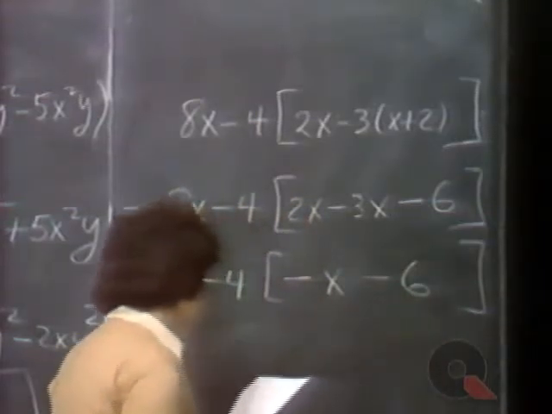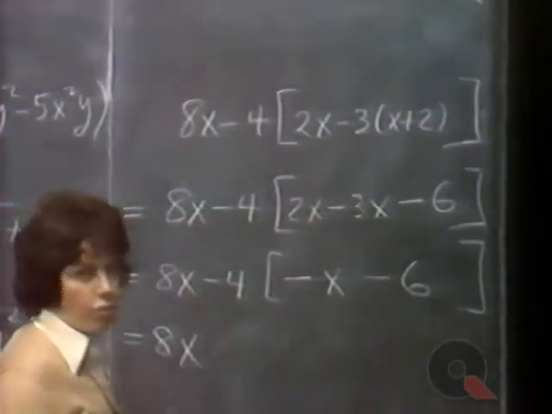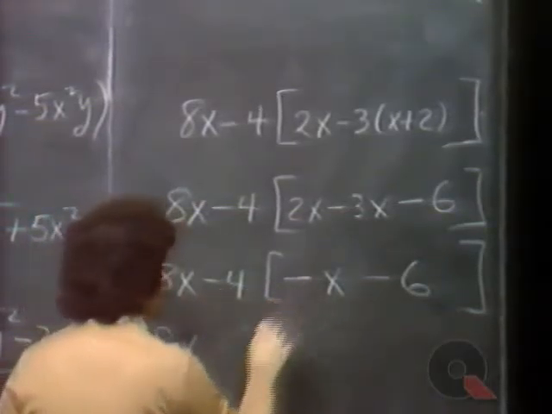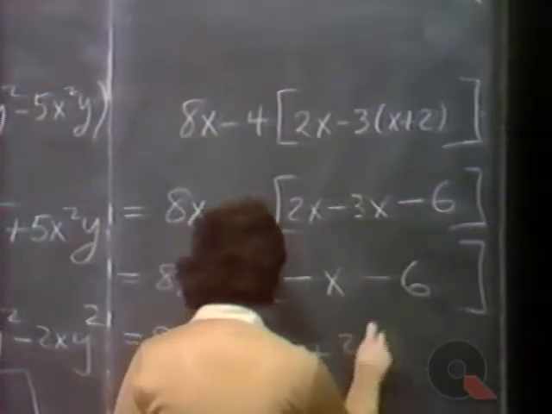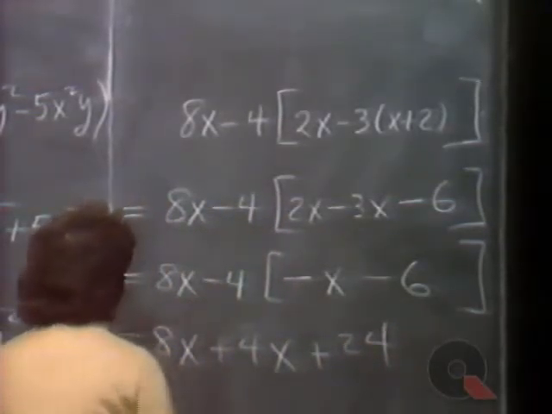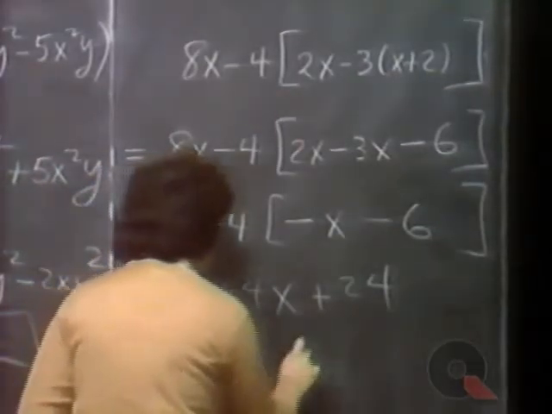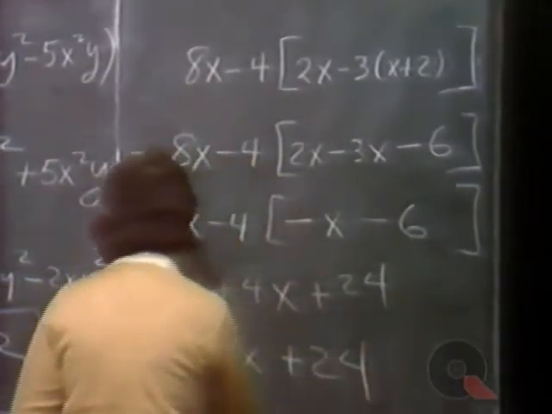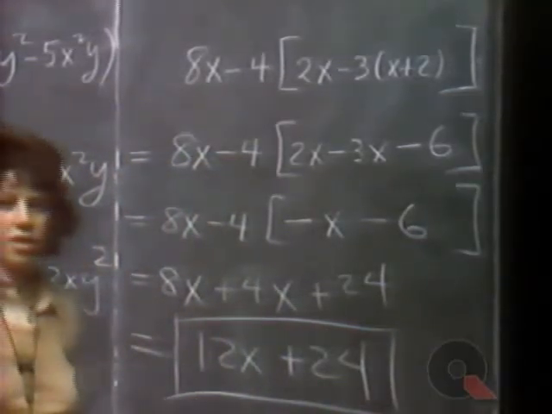minus 6. Now, we will distribute the minus 4 through the parentheses. Minus 4 times minus x, that's plus 4x. Minus 4 times minus 6 is plus 24. And once again, combining like terms, 8x and 4x gives us 12x plus 24. And there's our answer, and this brings us to the end of the tape.